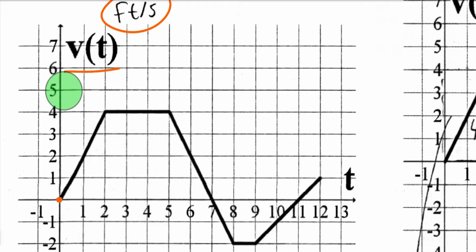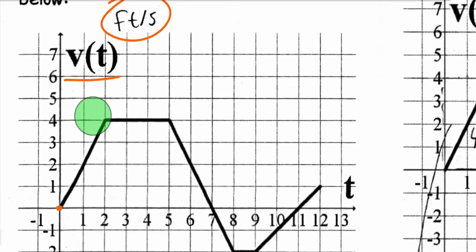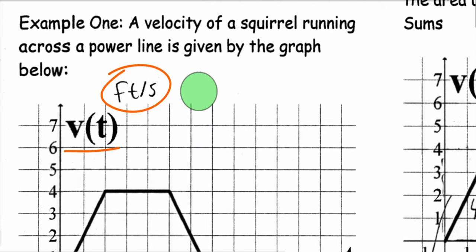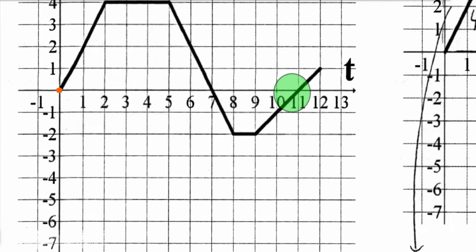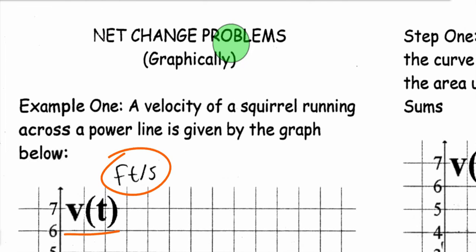And then we can just pick some other y values. At t equals 2, the squirrel is going 4 feet per second. Then it remains 4 feet per second. Then the velocity decreases to 0, and then it becomes negative. So actually the squirrel starts to back up on the power line. And then eventually it goes back to 0, meaning the squirrel turns around and the velocity becomes positive again. We're going to look at more problems like this later on in more detail, but for right now, we're focusing on net change problems.